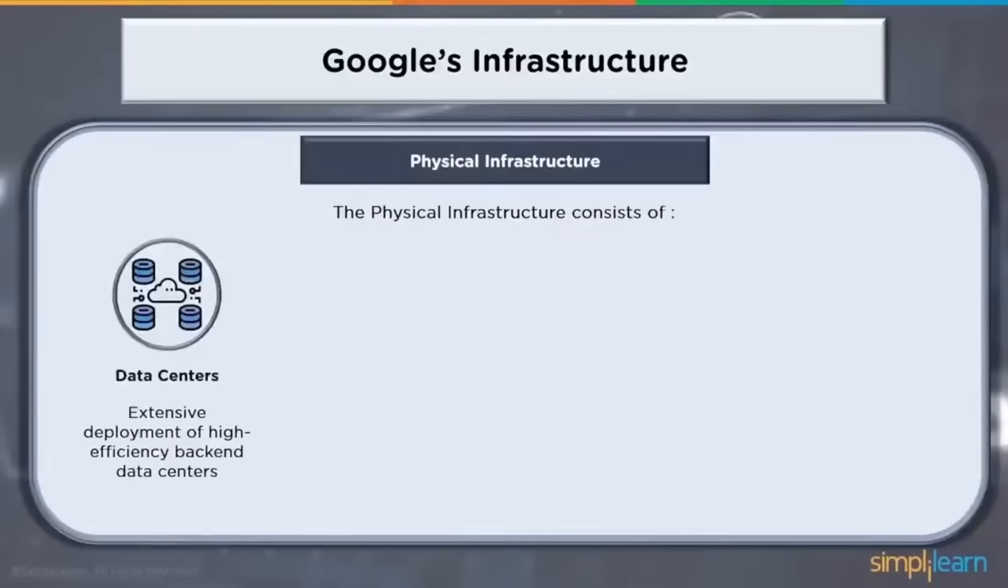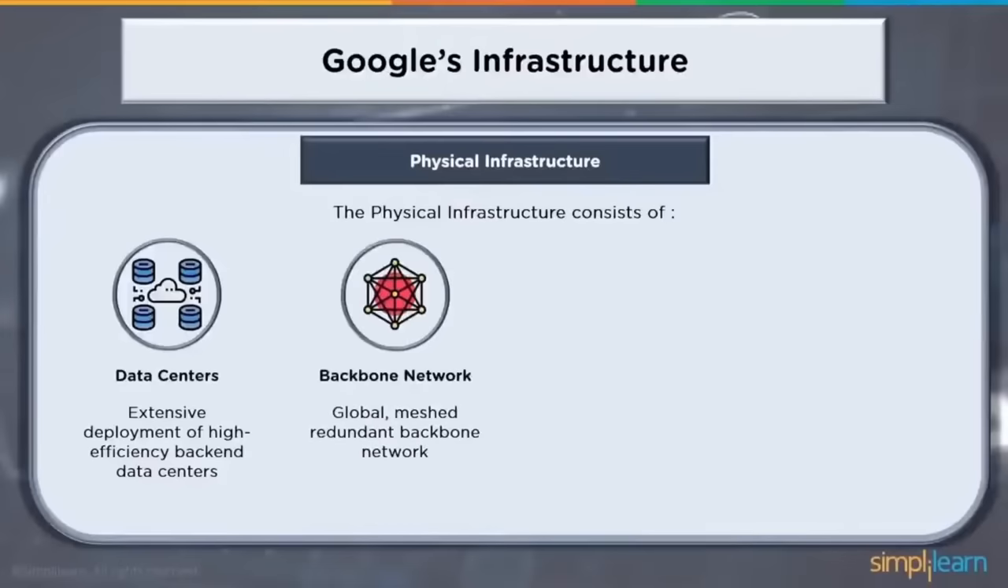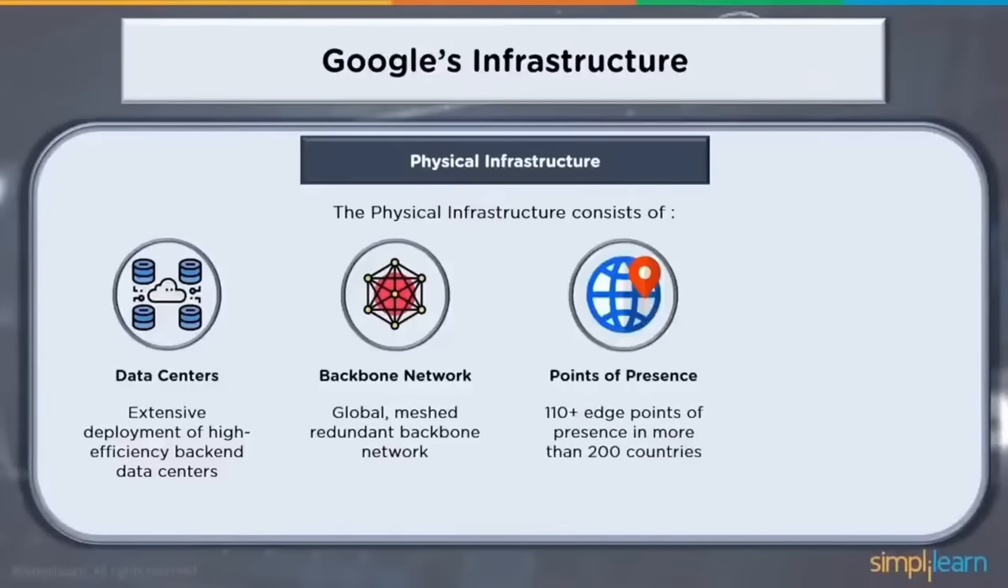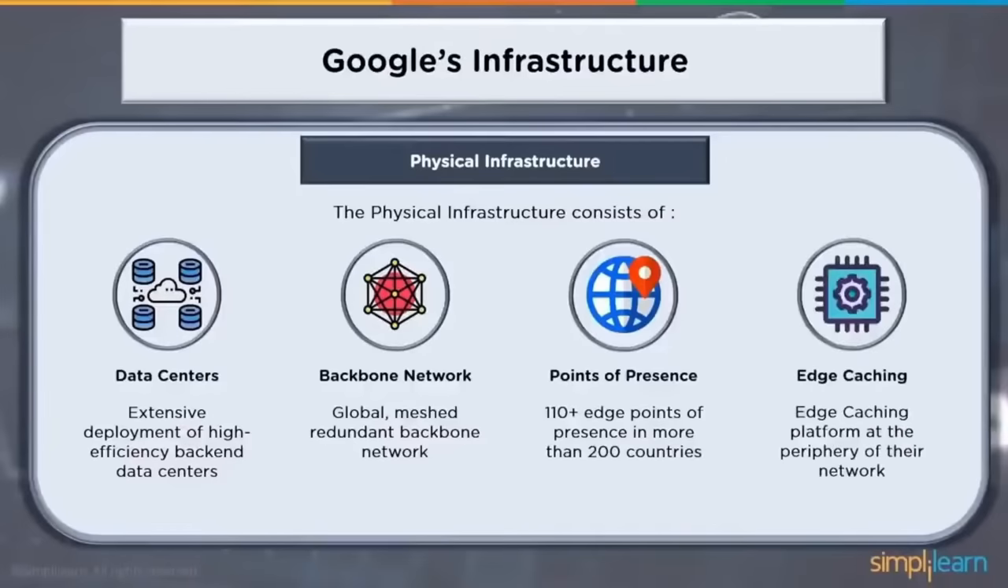Physical infrastructure consists of data centers, an extensive development of high efficiency backend data centers. You have a very strong backbone network, which is used by Google itself and also offered as a service to customers via GCP platform services, so you have a global meshed redundant backbone network. When we talk about points of presence, Google has 110 plus edge points of presence in more than 200 countries, and an edge caching platform at the periphery of its network. So this is what defines the physical infrastructure of Google.